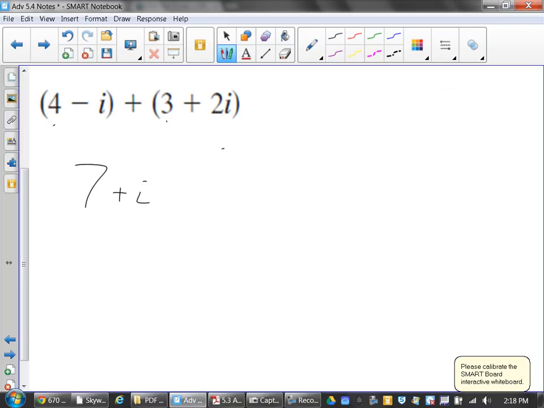Because I'm thinking negative i would be a positive, wouldn't it? Because it's the inverse of all this. Just bear with me for a second. Well, I'll show you how that works here in a second.